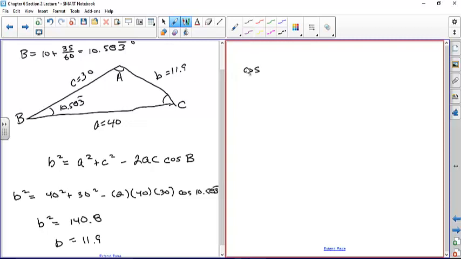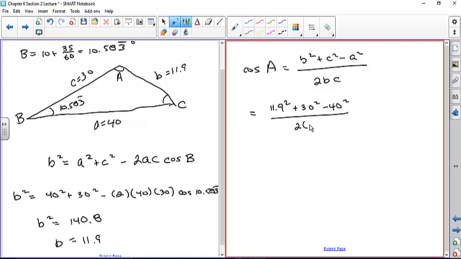So we'd have the cosine of A. Obviously, this is going to be the longest side because we've got all three sides now. So the cosine of A is going to be equal to B squared plus C squared minus A squared over 2BC. So this is A, and this is B and C. We subtract the A part. So we have B, we can look over at the figure now, 11.9 squared plus C, which is 30 squared, minus 40 squared, all divided by 2 times B, which is 11.9, times C, which is 30. Just look up here and find those.